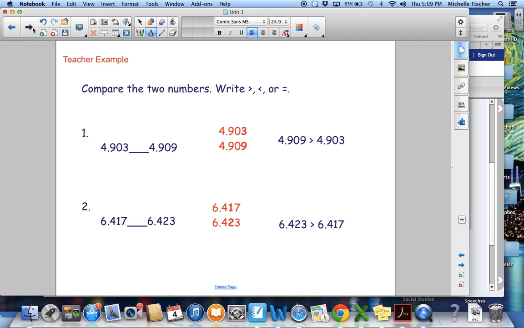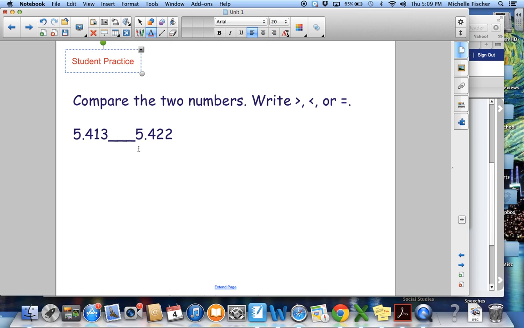All right, I want you guys to go ahead and try this one on your own. Compare the 2 numbers, write in greater than, less than, or equal to with your answers. Click next when you're ready.